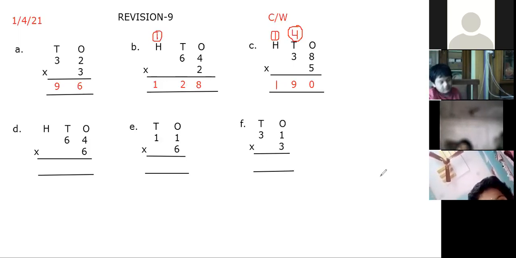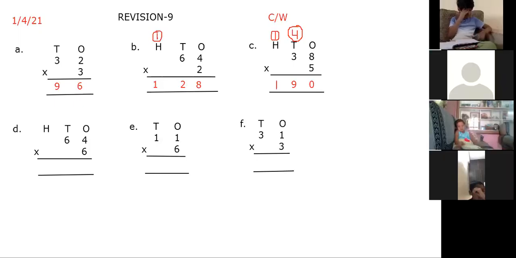Shreyan. Yes, ma'am. Shreyan, please read fourth question. 64 multiplied by 6. Okay, so we will recall which table quickly. 6 table. Good. So 6 fours are? 6 fours are 24.